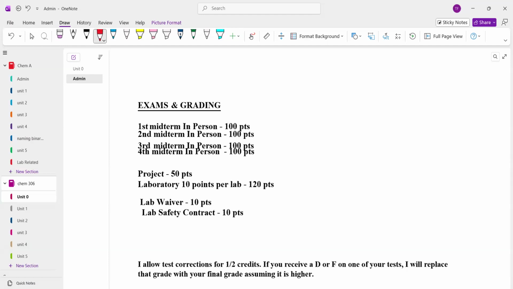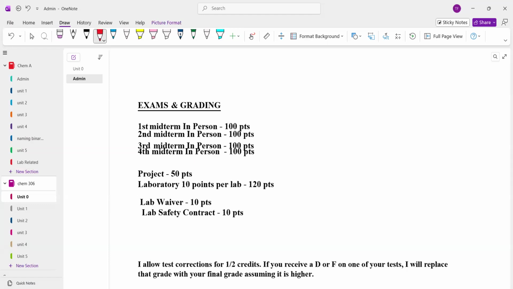Okay, there are 2 documents that you need to upload by the first week of class. That's the lab waiver and the lab safety contract. Both of these are available digitally, and these will be the easiest 20 points you'll ever get in this class.